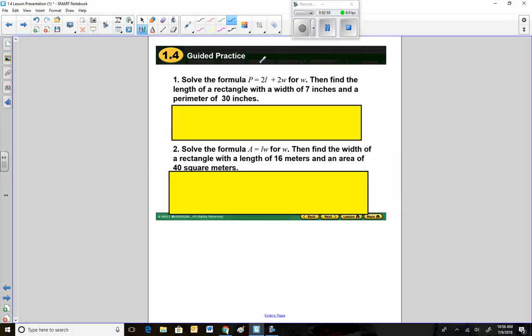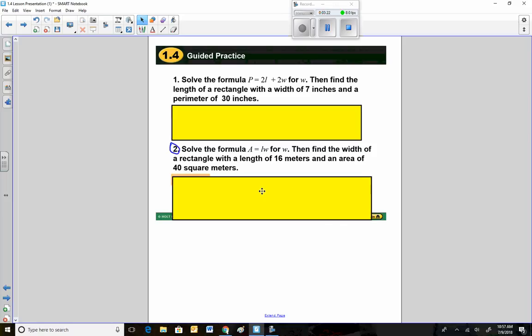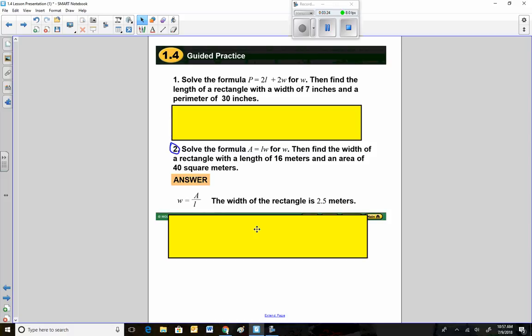All right, here's one for you to do. Let's skip over to guided practice number 2. You have A equals LW. I want you to solve it for W, and then plug in, because you need to find the width. I'll pause the video, and welcome back. Let's see how you did. W equals A over L, and the width is 2.5.